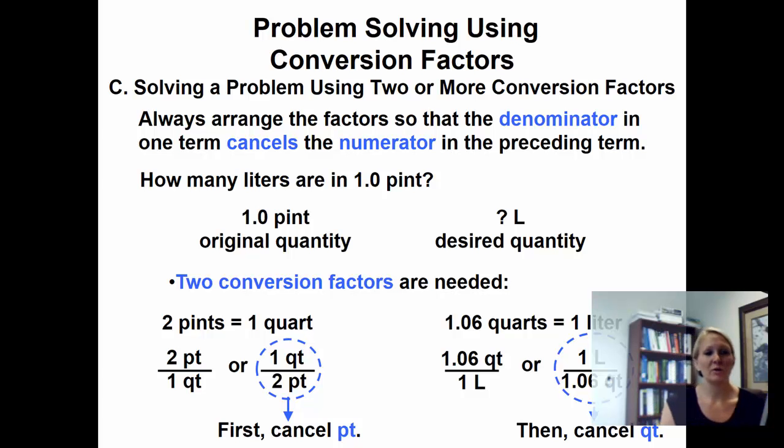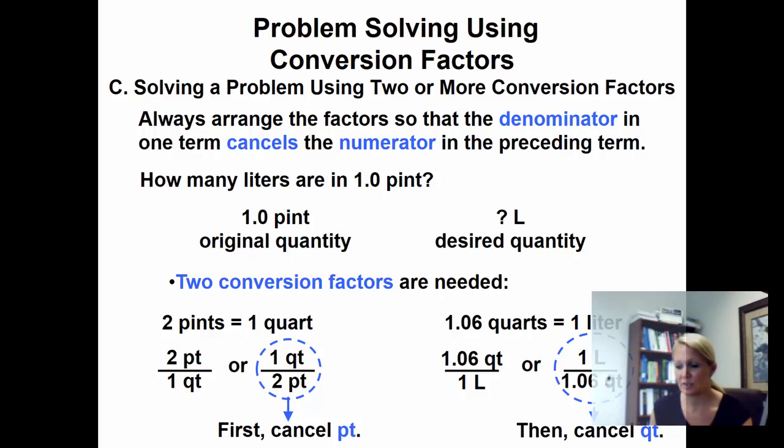So we want to know how many liters are in 1.0 pint. The first thing we do is always write out what you know, the 1.0 pint. Then I'm going to look at my sheet and see how I could get from pints to liters.